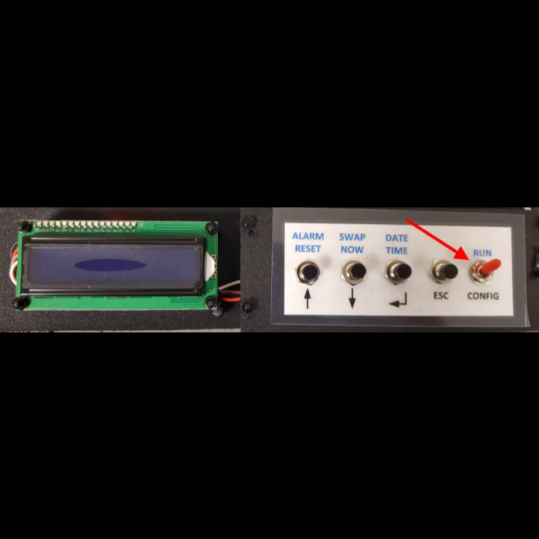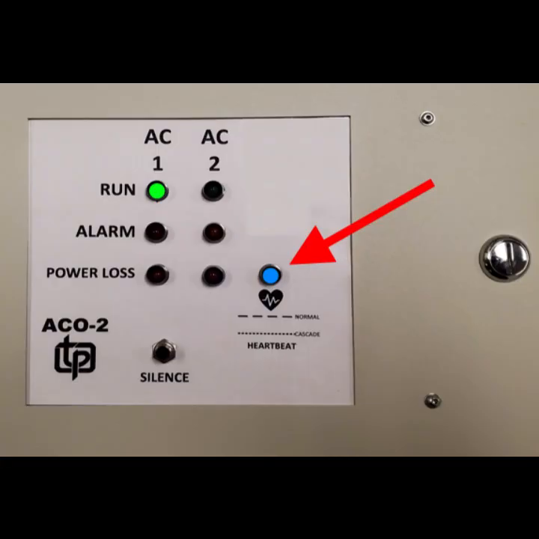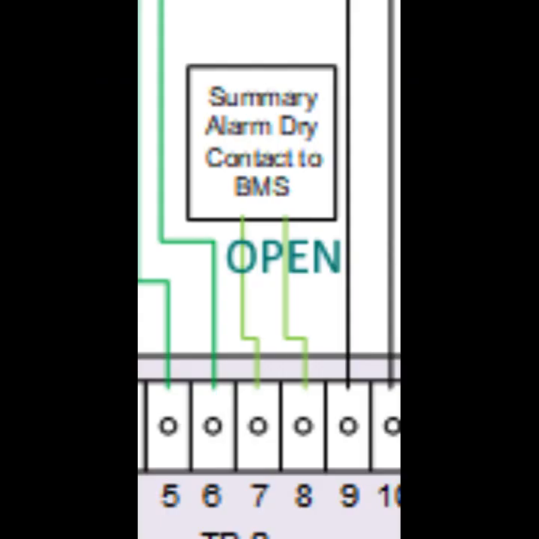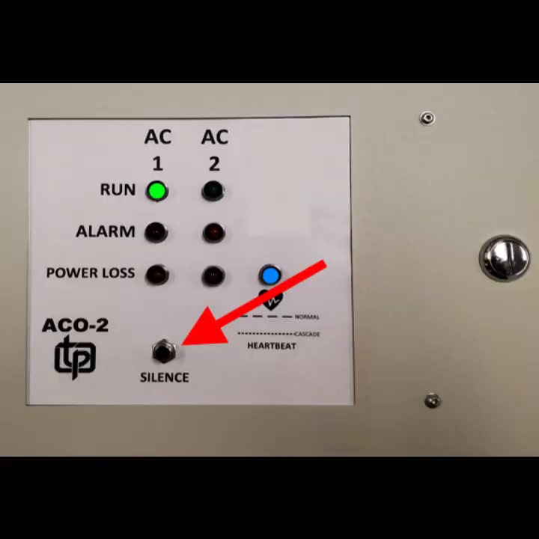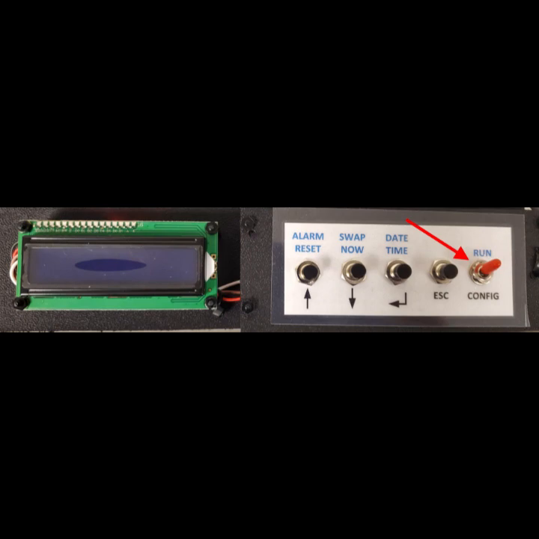When the Run Config switch is in the config position, the ACO logic is paused. The heartbeat LED will not cycle. If the Run Config switch is left in the config position for 10 minutes, the summary alarm contact will close and the audible alarm will start sounding. The silence button will not silence the alarm in this case. Only placing the Run Config switch back into run or turning the ACO off will silence the alarm.